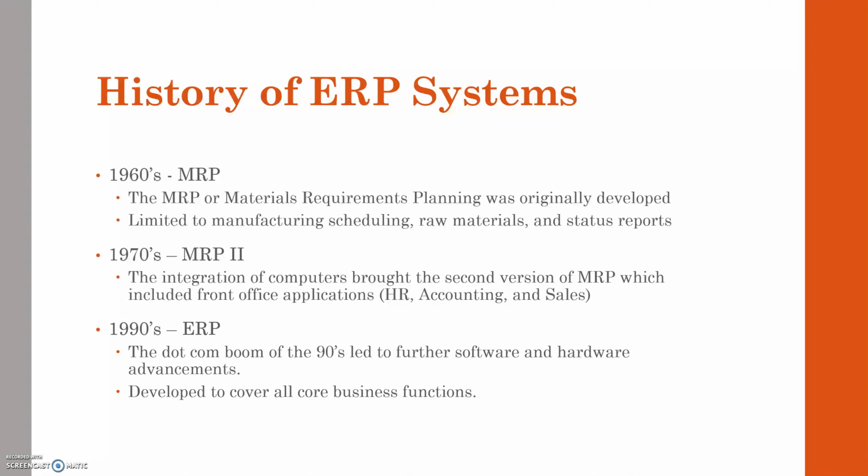Later on in the 1990s, this is when the dot-com boom of the 90s was taking place, and this is when the ERP system per se was really developed. This is when the ERP system was able to fully encompass an entire company or organization, anywhere from manufacturing, HR, accounting, sales, AR, AP. They really covered every aspect of the business, really consolidating all information in one place.